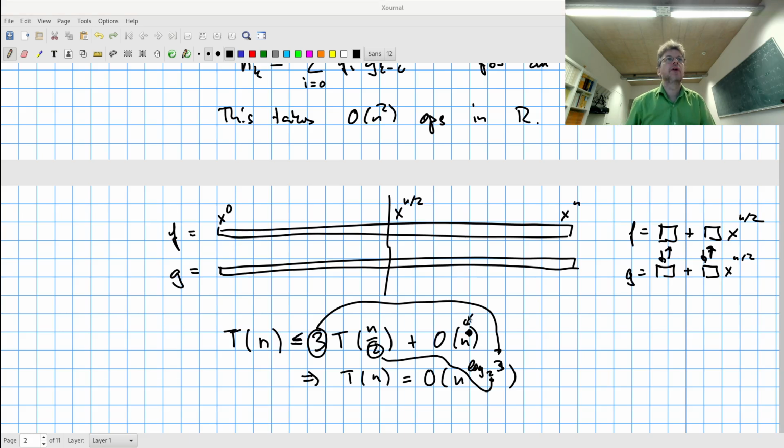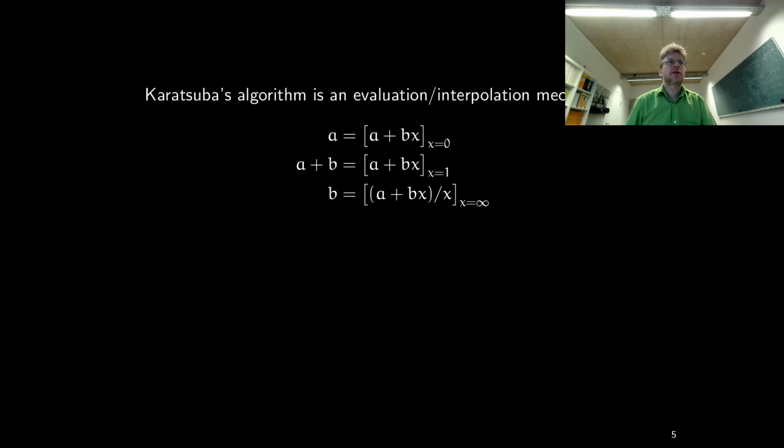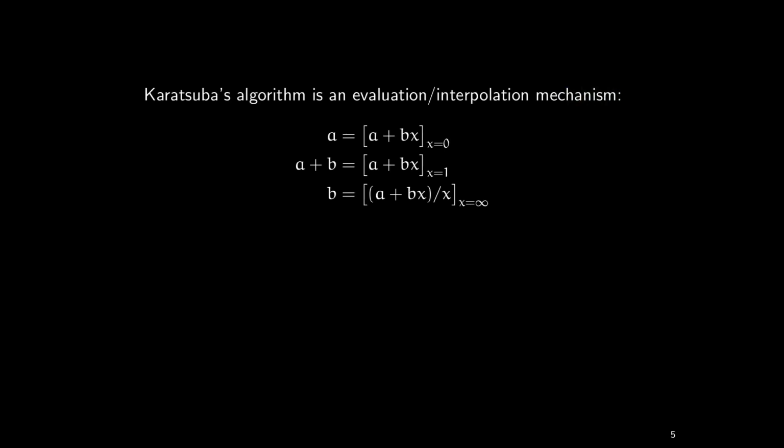Okay? But let's just believe this for the moment, and return to the discussion of Karatsuba's algorithm. Let's see if we can understand where this comes from. It's okay. It's formulas we can check that they work out, but where do they come from?